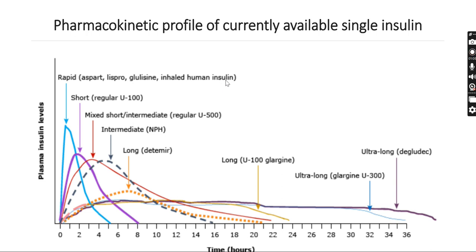Actually, the human inhaled insulin is no longer available and we stopped using it since 2016. They have very quick onset. You can see that within 30 minutes to 1 hour after injection. So these are the insulin that need to be given with the food. So we call them prandial insulin, like Novorapid.